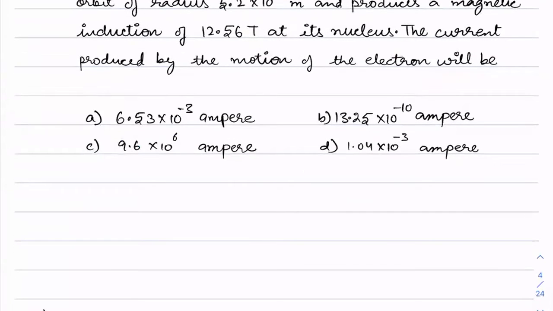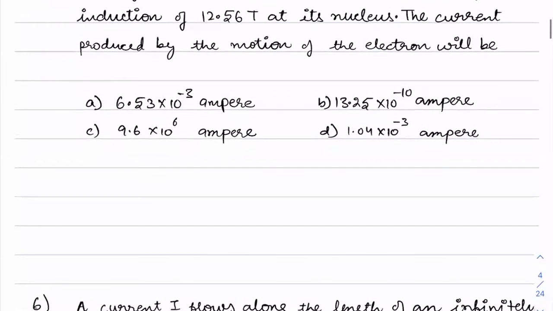Just see, question number 5 says, in a hydrogen atom, an electron moves in a circular orbit of radius given to me and produces a magnetic field induction of this at its nucleus. At its nucleus means at the center. The current produced by the motion of the electron will be? As you know, the motion of electron produces current. So if the magnetic field is directly given to me, I can directly use that result and calculate the value. So just see how we will solve that question.